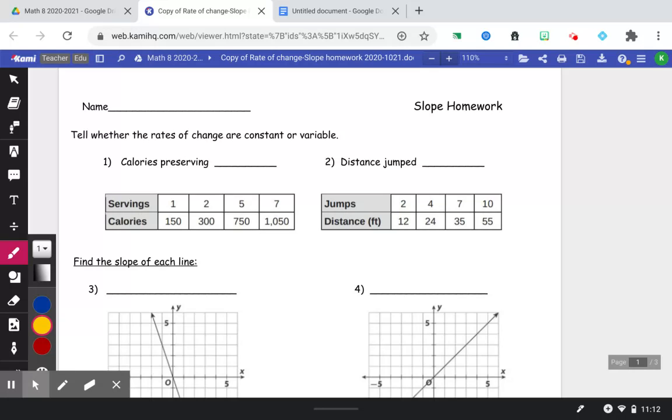All right, number 14, 218 gallons per hour. Number 15 is 50 miles per hour. Number 16, part A, it is 1 ounce for every 46 peanuts. So 1/46 would be that slope. Part B, it will take 1,840 peanuts.